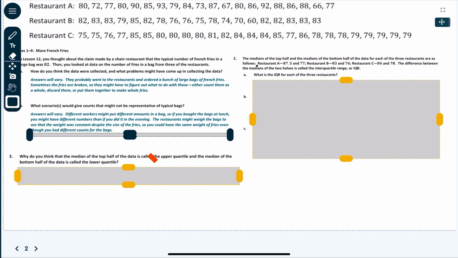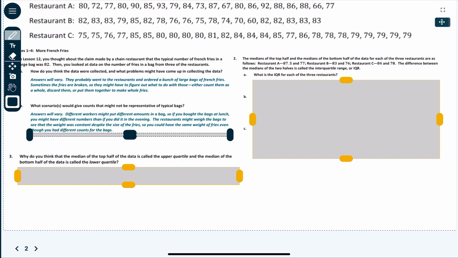Now number 2 says the median of the top half and the median of the bottom half of the data for each of the 3 restaurants are as follows. So the median of the top half of restaurant A is 87.5, and the median for the bottom half, because remember the median is the middle, so we have a top half and a bottom half, that bottom median would be a 77. For restaurant B, it was 83 and 76, and C was 84 and 78.